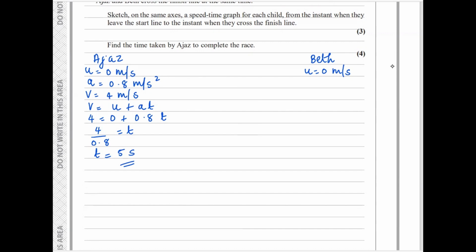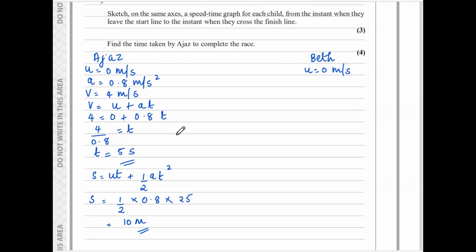Let's find the distance traveled by Ajas during the first 5 seconds. We can use the formula s = ut + half at squared. The initial velocity u is 0, so s is half of a, which is 0.8, times time 5 squared, which is 25. So 25 times 0.8 divided by 2 gives the answer as 10 meter. So Ajas traveled 10 meter during the initial 5 seconds, where his initial velocity was 0 and his final velocity was 4 meter per second.